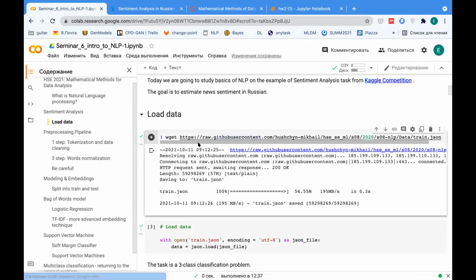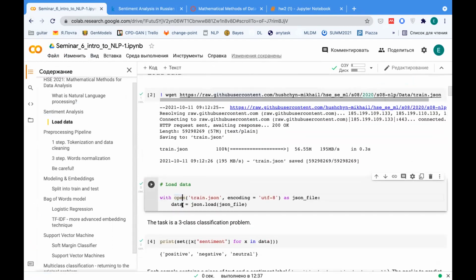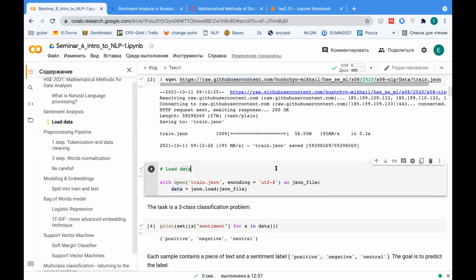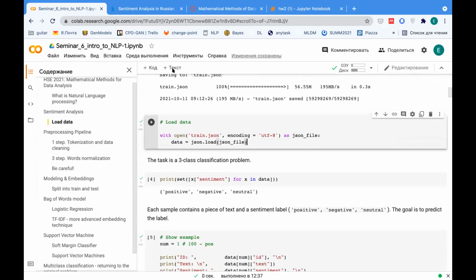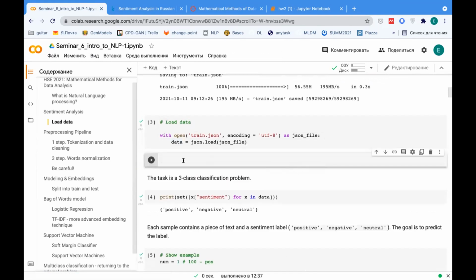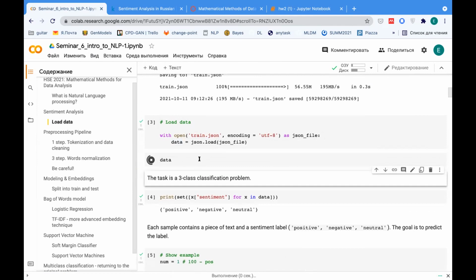Let's load our data. And here we can see that we not just open this file, we also use some function, JSON load. It means that we just process our file as JSON to some variable. So we can see it here.